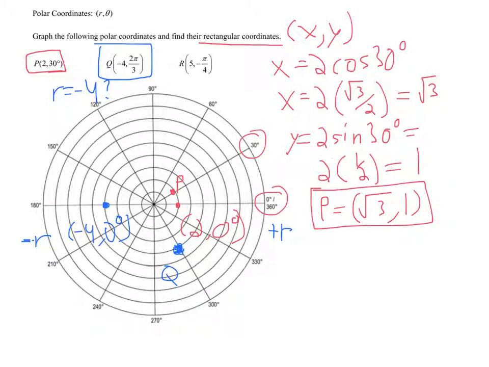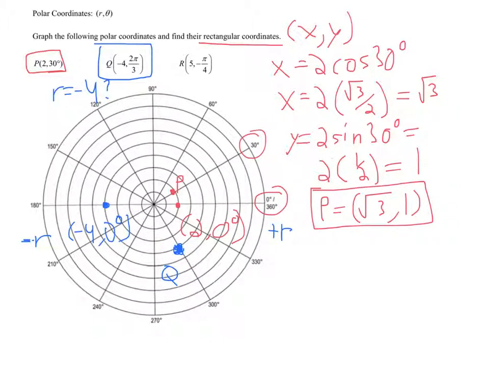Now, another way you can think about it is, forget negative 4 comma 2 pi over 3. Let's do positive 4 comma 2 pi over 3. So radius of 1, radius of 2, radius of 3, radius of 4 would put me right there. Then I go counterclockwise 2 pi over 3. And now, that's 4 comma 2 pi over 3 where the cursor is. But I want a negative 4, so I go back to the origin. Then I go down 4 more. And that gets me to where we put Q.